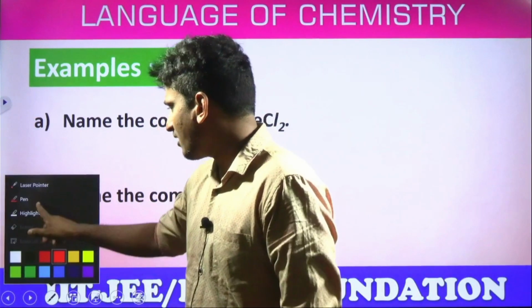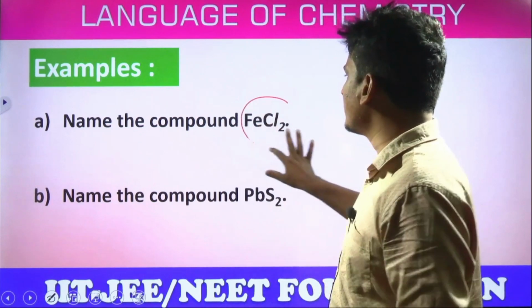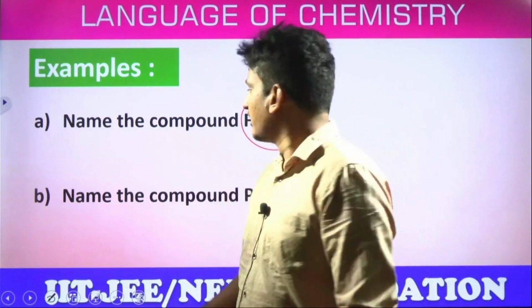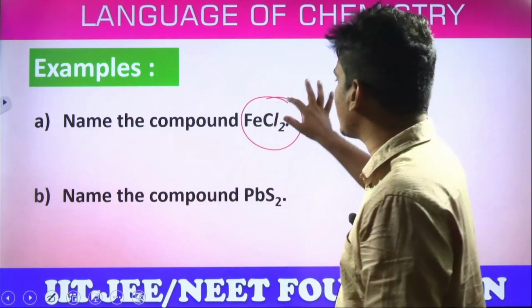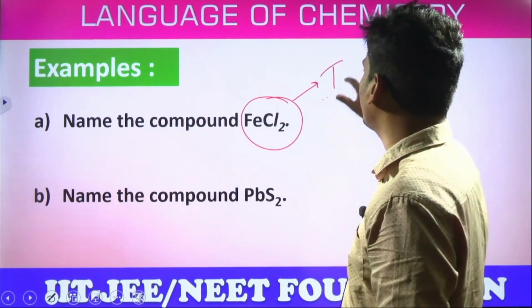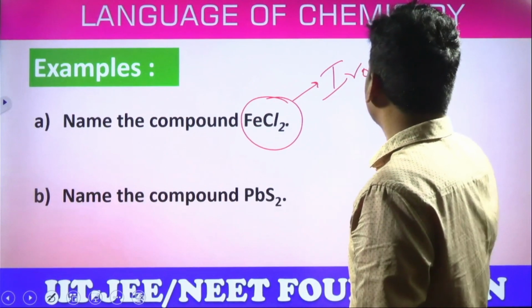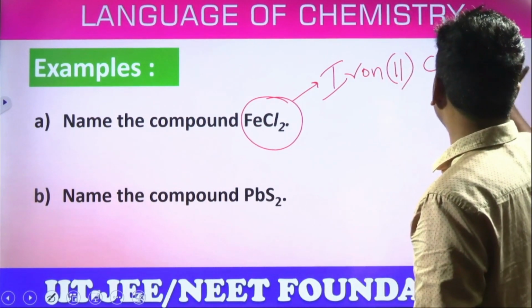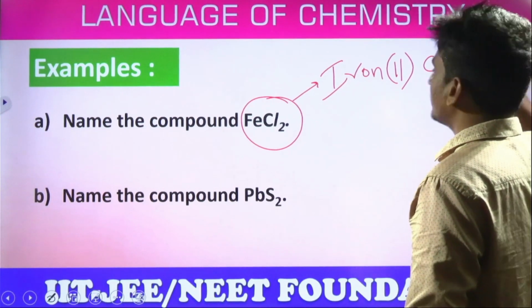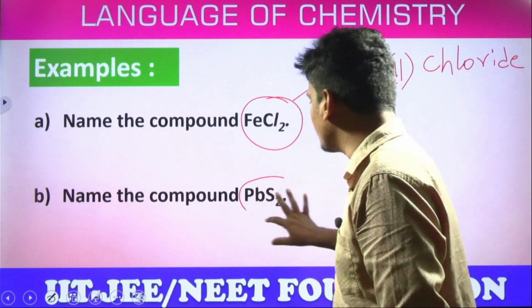FeCl2. What is the chlorine valency? Students, chlorine valency is 1, right? Here iron combines with how many chlorines? 2 chlorines, right? So what is iron valency? Iron valency is 2. So the name of the compound is iron 2 in brackets, and the remaining part is the same, chloride. That's it.